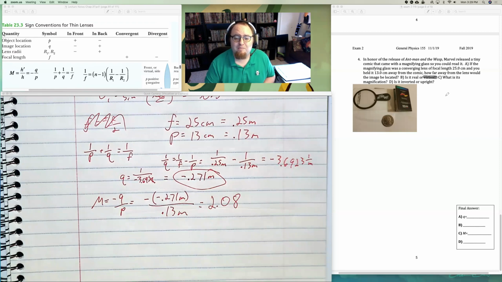Is it inverted or upright? If magnification is positive, it's upright. If magnification is negative, it's inverted. This is positive, so it is up... I misspoke. It is upright.